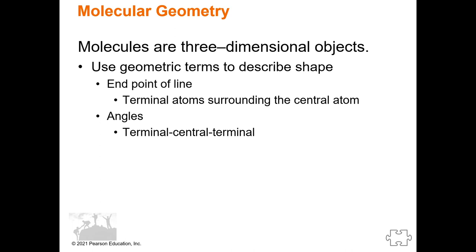When drawing out Lewis structures, you have to remember that molecules are three-dimensional. So if you have a molecular model kit, it'll be beneficial for you to use that kit throughout this chapter. Also, if you need to review a little bit of geometry, then please do so, because that'll be very helpful in figuring out bond angles and even the geometric structure of the molecule.